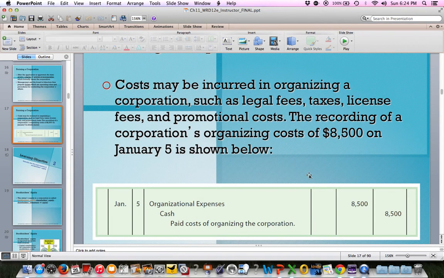Costs incurred in organizing a corporation, such as legal fees, taxes, licenses, and promotional costs, are all just expensed as incurred. The entry to record those is simply called organizational expenses, debit, and credit cash, just the cost of starting the corporation.